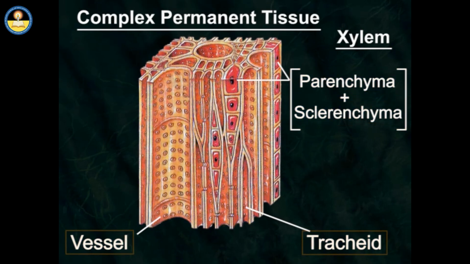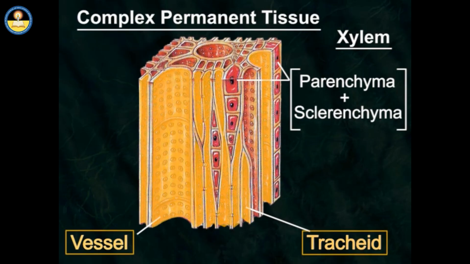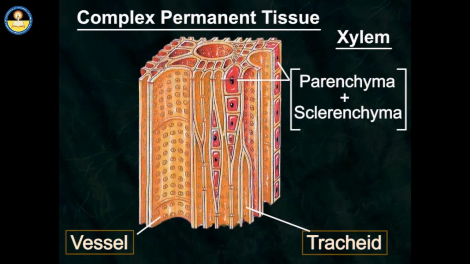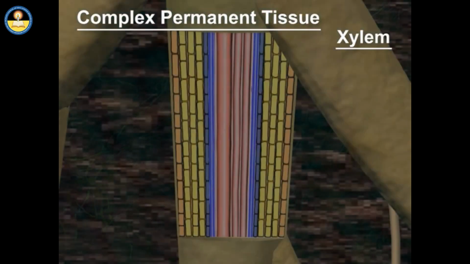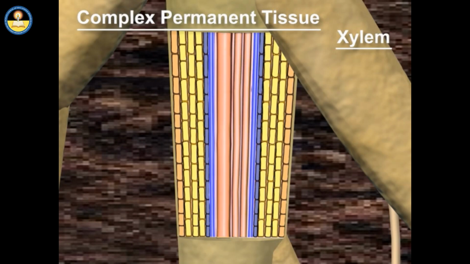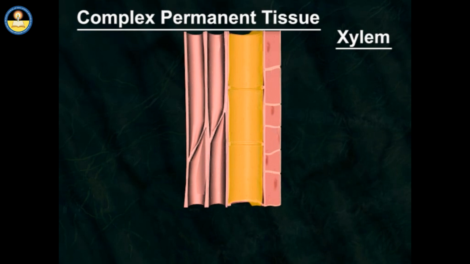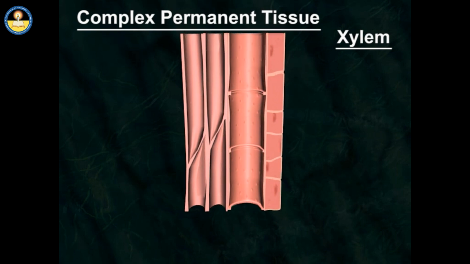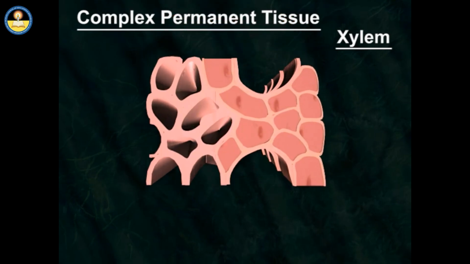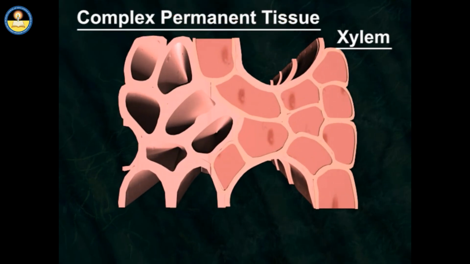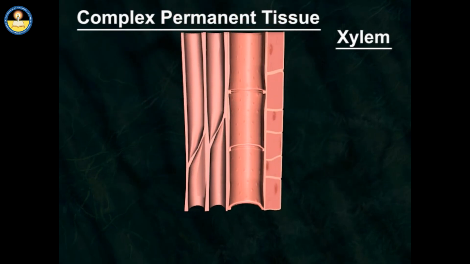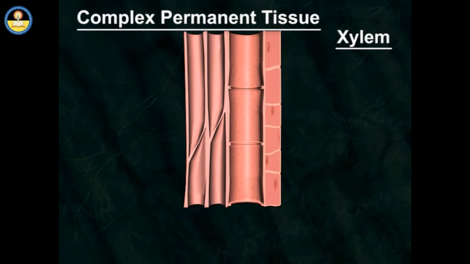Both tracheids and vessel elements are dead when mature and have thick lignified cell walls. Vessels are very long tube-like structures formed by a row of cells placed end to end. It forms a continuous series of tubes up the stem, allowing more efficient water movement.